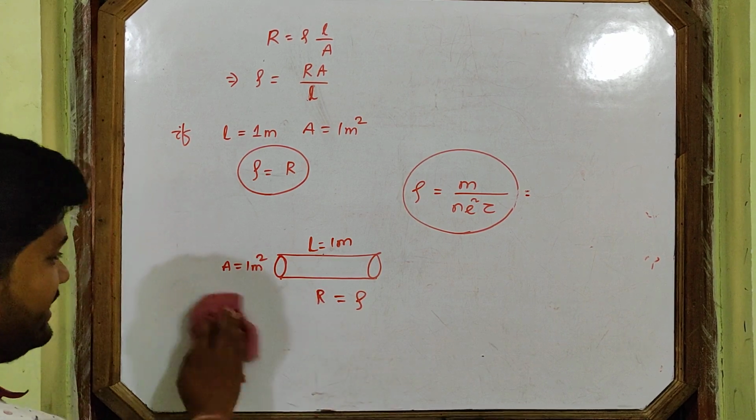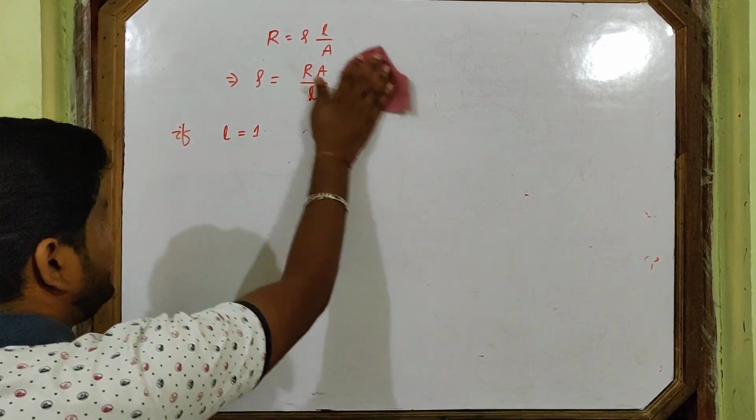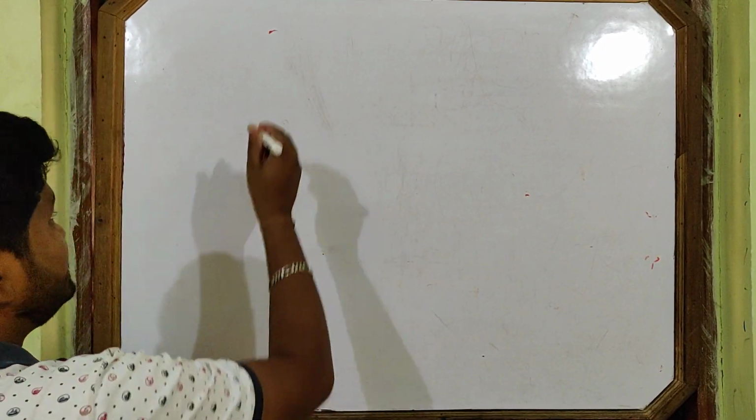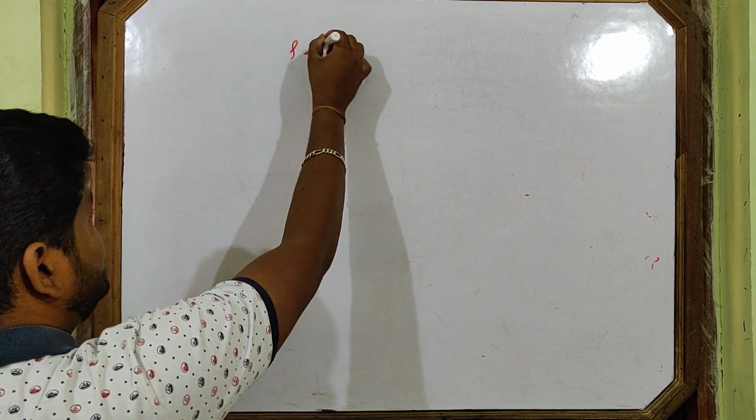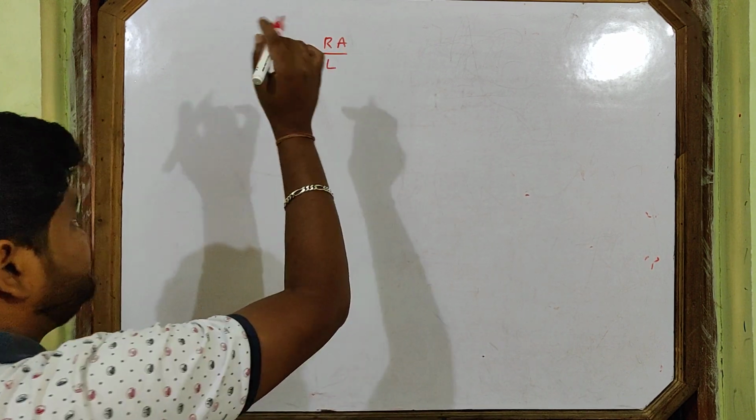Then let's discuss what the unit of resistivity is. Just before, we wrote rho is equal to RA by L.